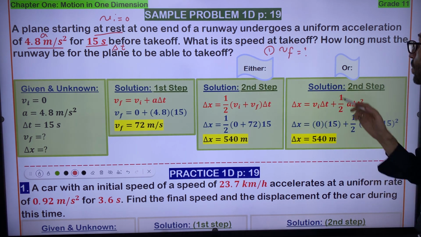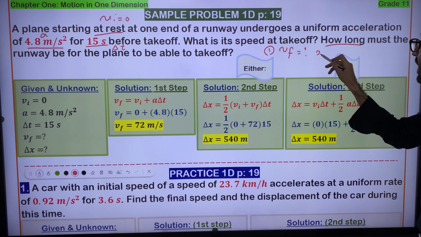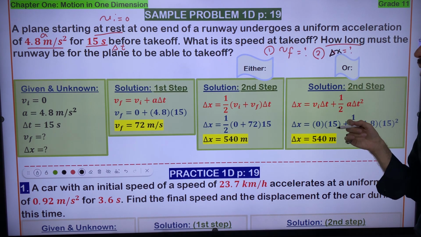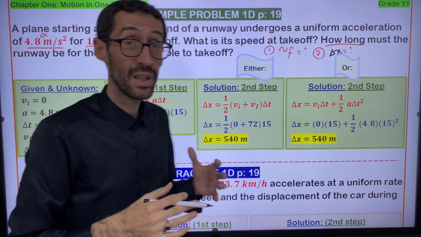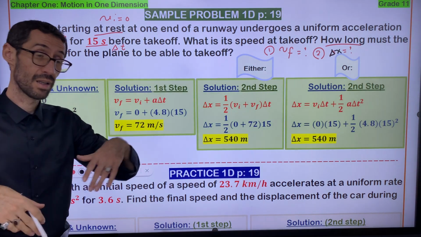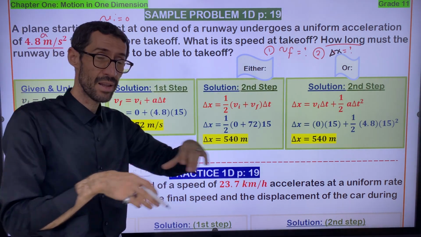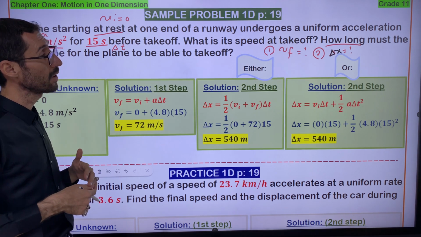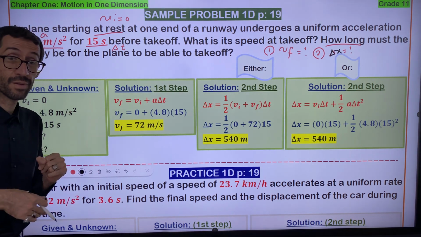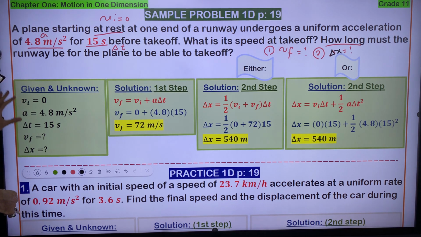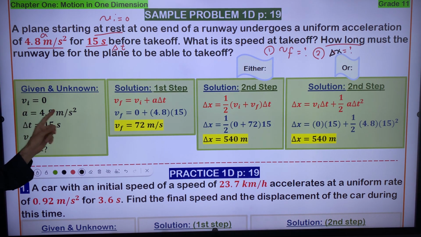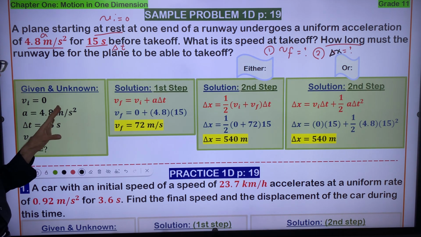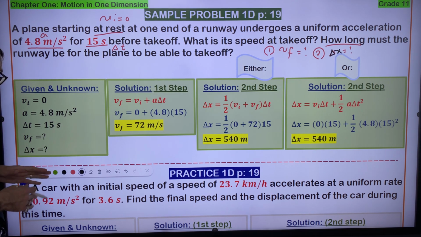We have two unknowns. How long? How long means we look for x. How long must the runway be? Because it talks about the runway, and runway is the path over which the plane is traveled. That's why delta x and v final are unknown. This is the summary. Initial velocity zero, acceleration is this number, delta t. The units are unified. It doesn't need any conversion.